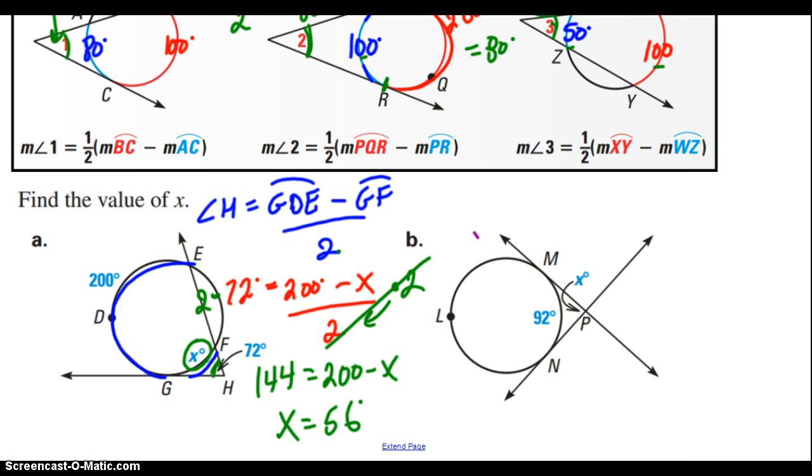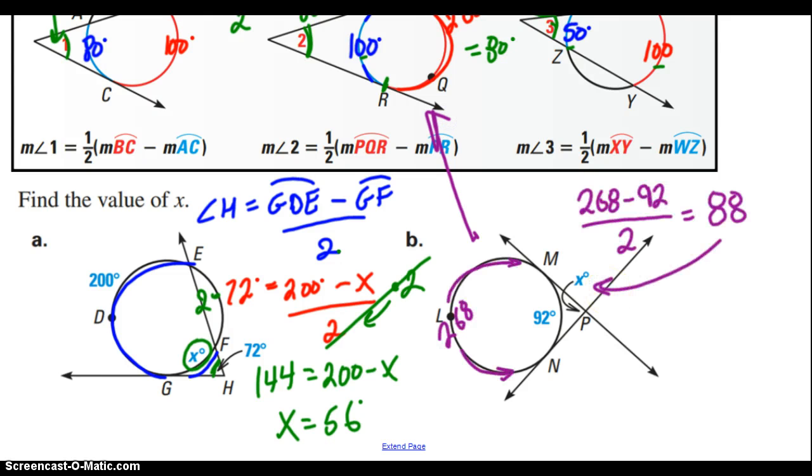On the other hand, problem B isn't too bad. It's very similar to the second problem we did right up here, so I'll just put the work up. Alright, and here's the work. X equals 88. Pause it if you'd like to look at it.